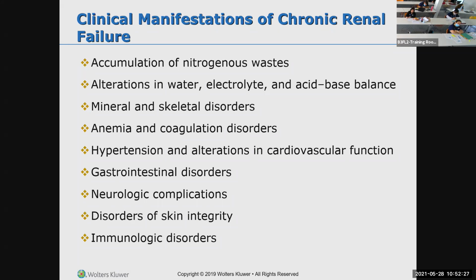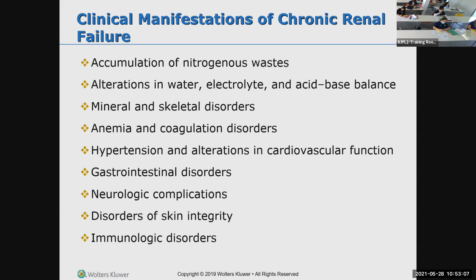Hypertension and alteration in cardiovascular function. If you folks remember, the kidney performs an important function we call the renin-angiotensin mechanism. When blood pressure is low, the kidney helps to raise it. When blood pressure is high, the kidney helps to lower it. So hypertension can lead to chronic renal failure, and chronic renal failure can lead to hypertension, vice versa. Please remember.